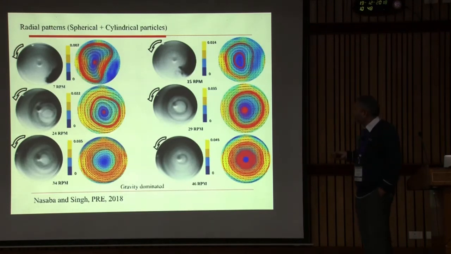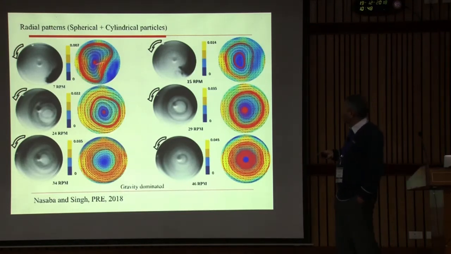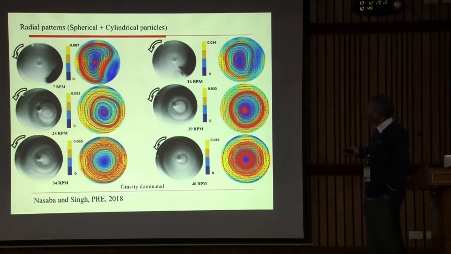We also looked at the phase profile. So we had colored the cylindrical particles and the spherical particles were not colored. These are the pseudo-color images. And we also did PIV measurement to look at what the velocity profile of these floating particles looks like.